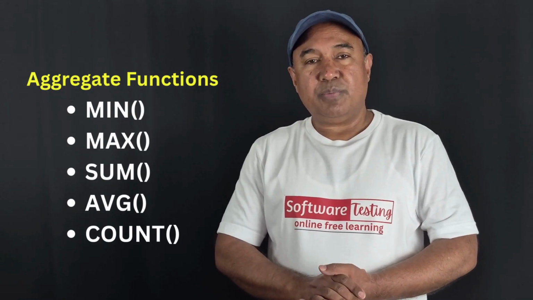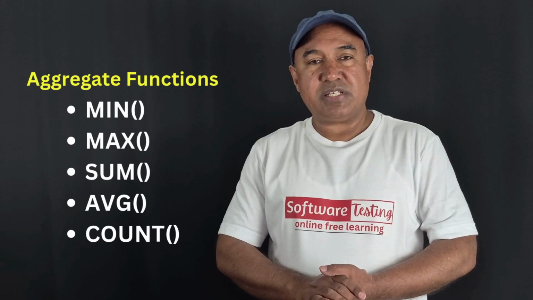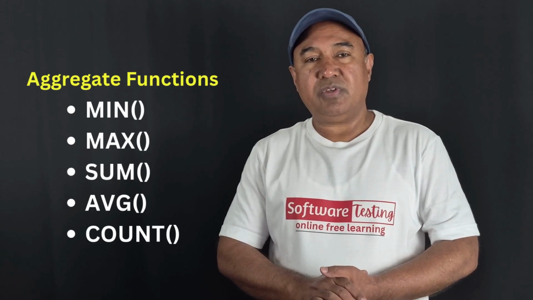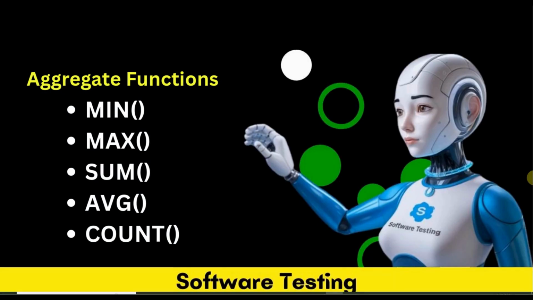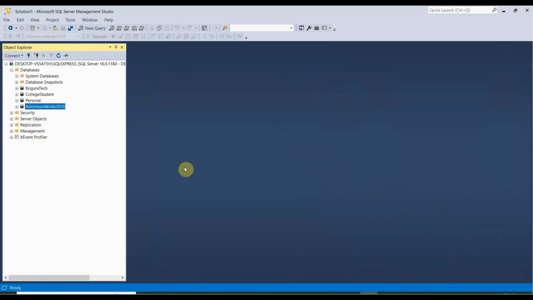So let's go to the computer screen. I'll show you a step-by-step process of how to write a query using aggregate functions. Now I am at the computer screen. In order to write our query, we'll use Microsoft SQL Server Management Studio Express. Let's open that. This is our Microsoft SQL Server Express. Here is the AdventureWorks 2019 database.